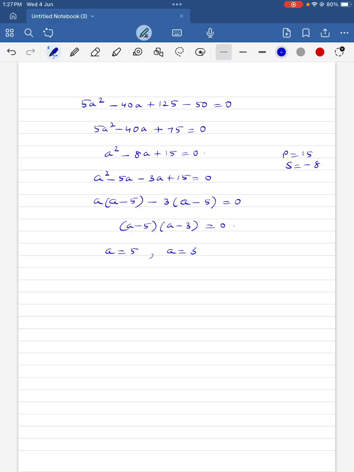Okay, so they had asked you to find the values of a. So values of a are 5 or 3.